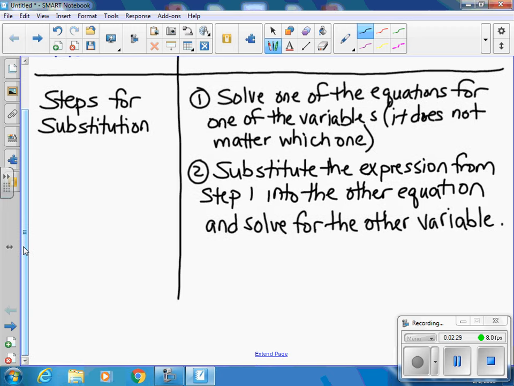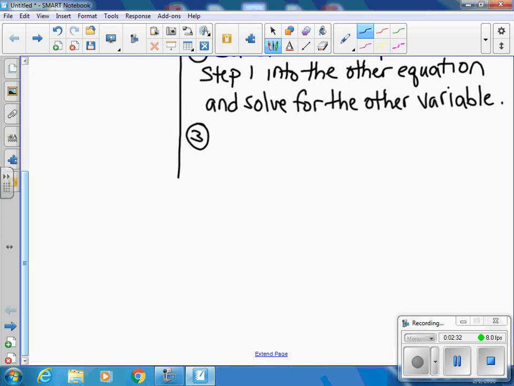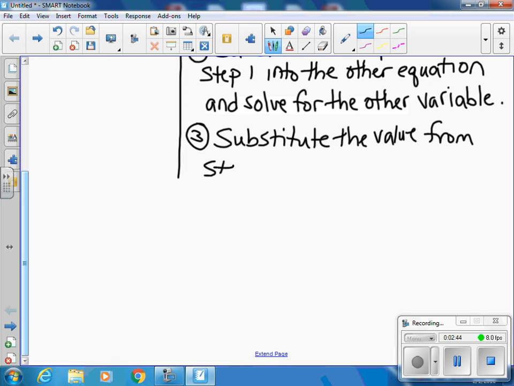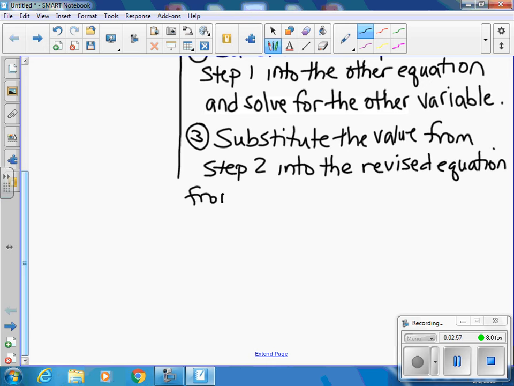All right, so now that you have half of your answer, we're going to have to substitute again. So you see why it gets its name, but you're going to substitute the value from step 2 into the revised equation from step 1 and solve. And this will get you that second value that you need to complete your ordered pair.